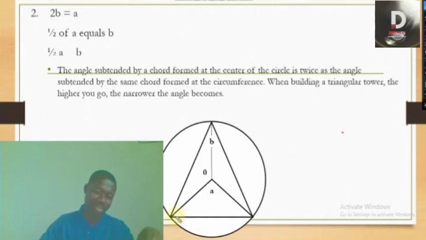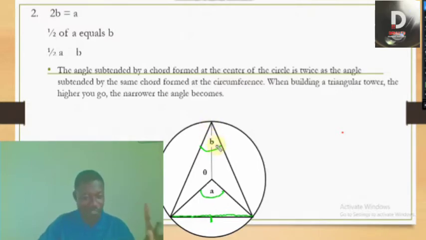I can see a chord here. For what we have done earlier, I will not explain in detail like before. I have seen a chord. Now, there's this angle, angle A. Can you see that angle? It's subtended by this chord. Now, there's an angle B also subtended by the same chord.